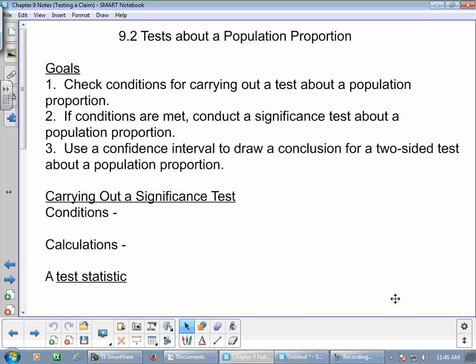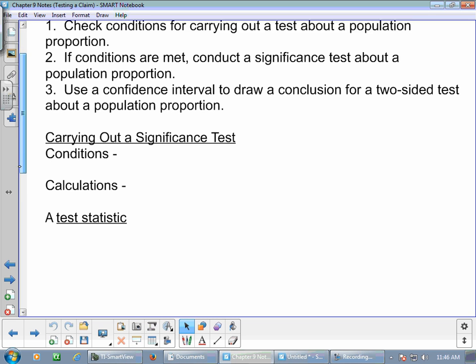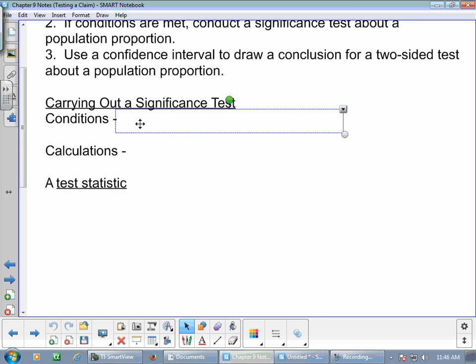So, tests about a population proportion. We're going to check the conditions for carrying out a test about a population proportion. If the conditions are met, we're going to conduct a significance test about the population proportion, and then we're going to use a confidence interval to draw a conclusion for a two-sided test about a population proportion. Okay, just two-sided. We'll talk a little bit about one-sided, but not in terms of confidence intervals much.